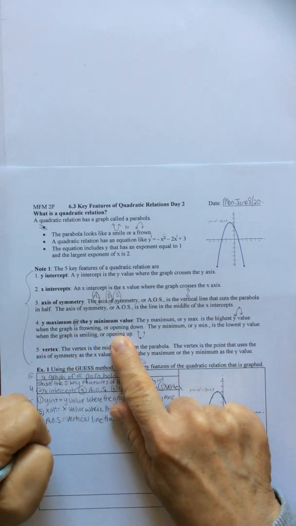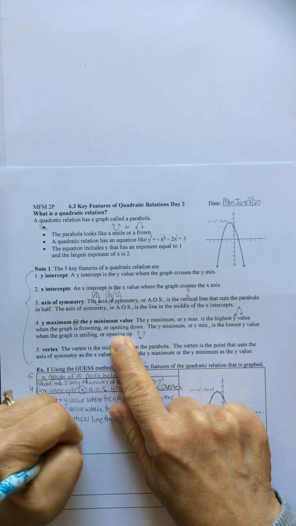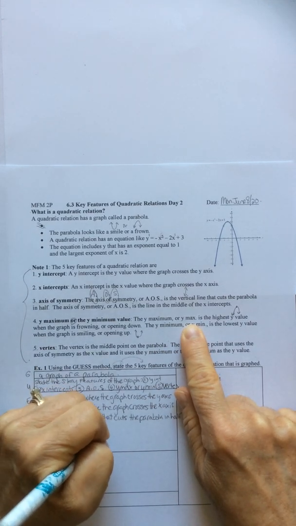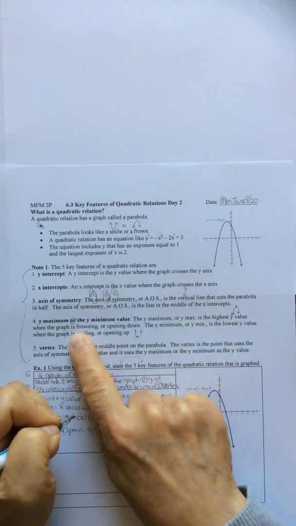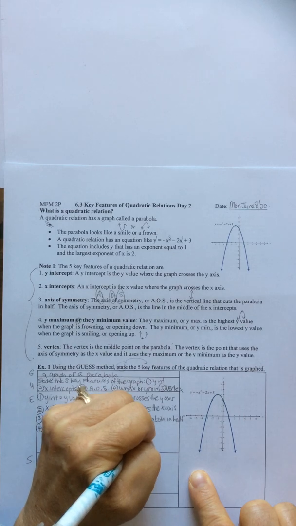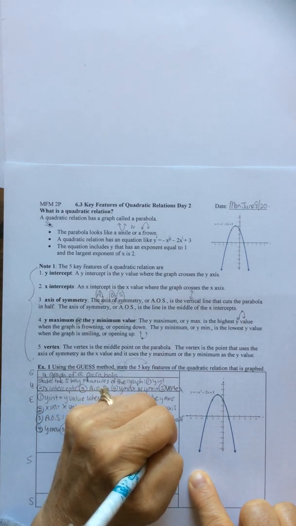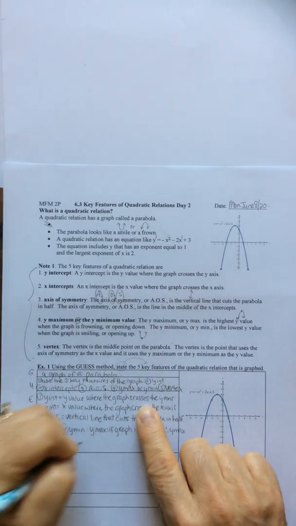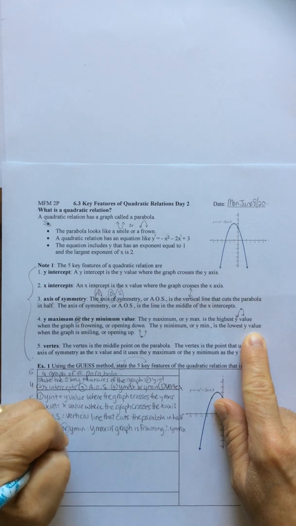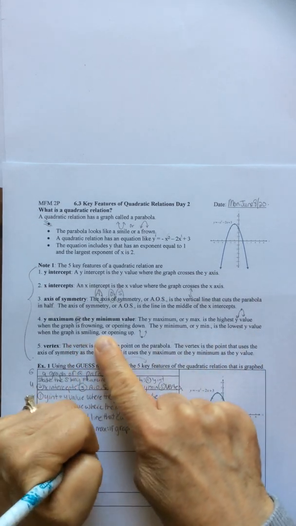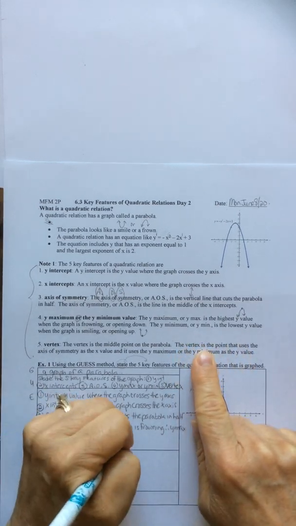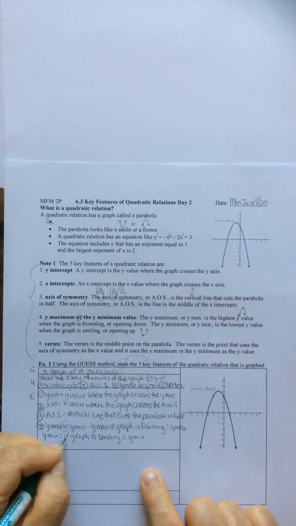Number 4, the y max or y min. It's one or the other. Y max, maximum, if the graph is frowning, therefore you get a y max. Y min is the lowest y value. So y max if the graph is frowning, and y min if the graph is smiling, because it's the lowest.